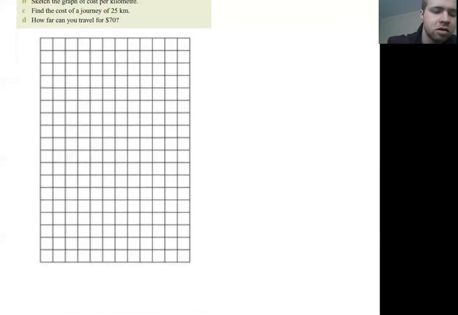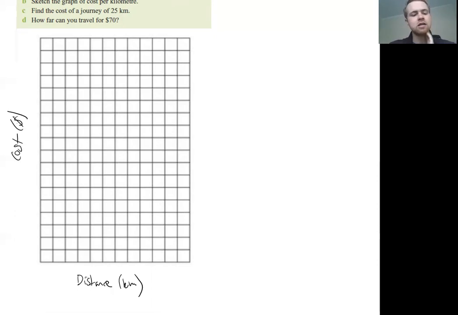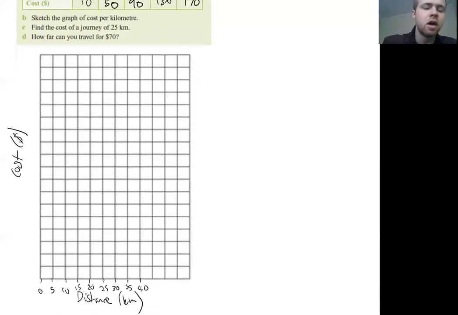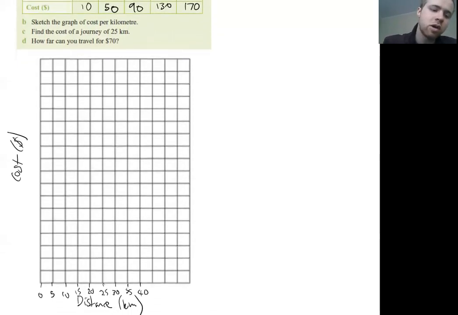So we're going to put our kilometers at the bottom. So distance in kilometers is going to be our horizontal axis, and cost in dollars is going to be our vertical axis. And each of these lines on my grid paper is going to be 5 kilometers. 10, 15, 20, 25, 30, 35, 40. Okay, and we can stop there. We're only going up to 40 in our example here. And our cost is in dollars, and we're going to go up by tens.